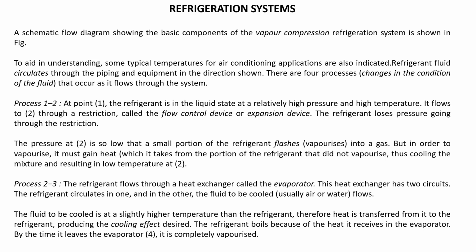Now we'll see the schematic diagram of how the refrigeration system works. The basic system is the vapor compression refrigeration system. This helps us understand some of the typical temperatures of air conditioning applications, which are also indicated. We will also see how the refrigerant fluid circulates through the piping and equipment in the direction shown in the coming diagrams. There are four physical processes which change the condition of the fluid as it flows through the system.